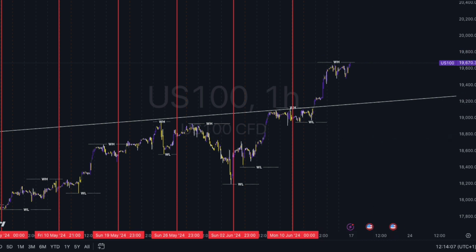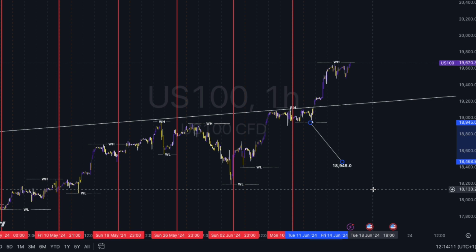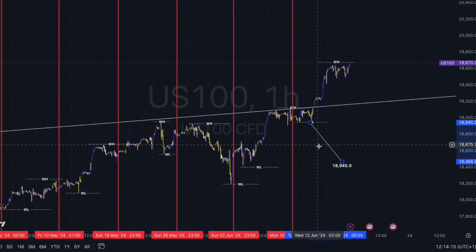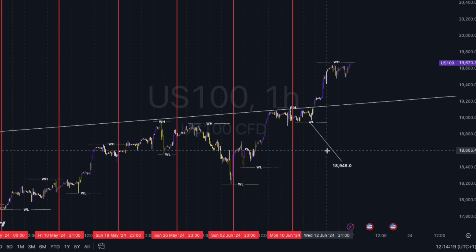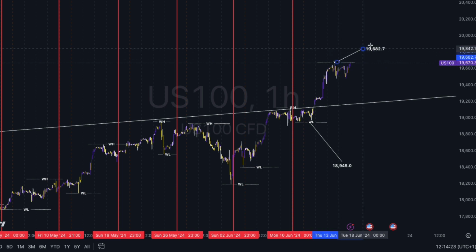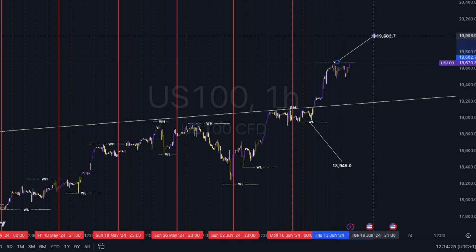Okay, so now we're just going to assign some labels to that. So the weekly low, we've got it at 18945.0. That's the weekly low. If that level is violated, we're looking for moves in the downward direction, or we're looking for shorts, okay? Obviously, we need to keep an eye on how that weekly low gets taken out.